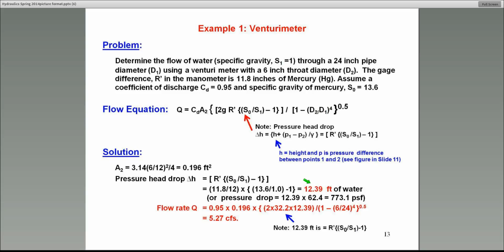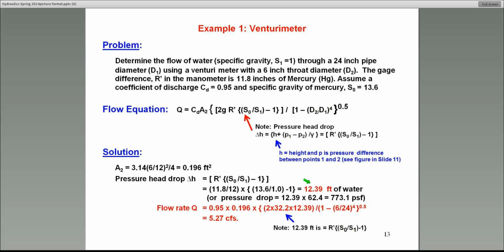Somebody asked about CD, will it be given in the problem? Yes, the CD will be given in the problem. If not, as I said, you might have to assume it. For a Venturi meter, it's about 0.95, and for an orifice meter, typically around 0.6.